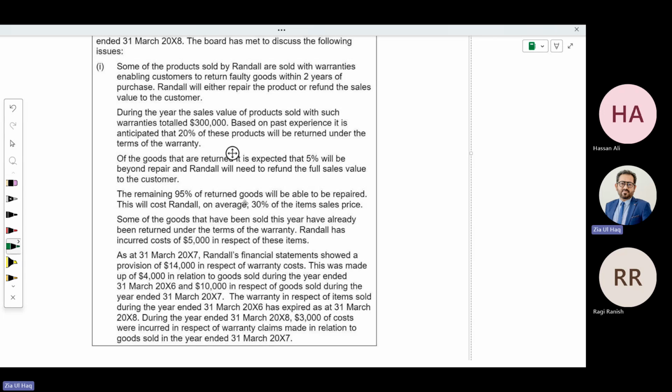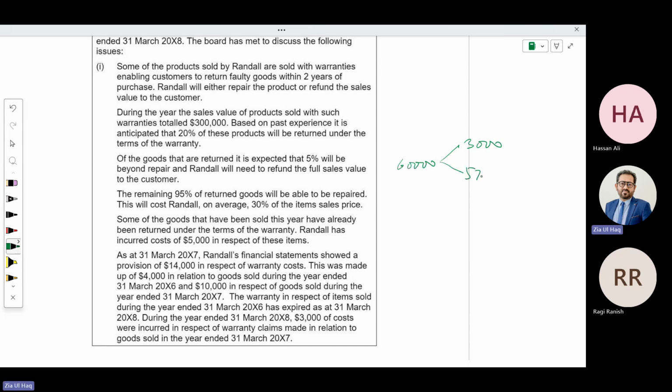The remaining 95% of returned goods will be able to be repaired. This will cost Rendell on average 30% of the item's sales price. For the remaining 95%, you need to make a repair, and the repairing cost is 30% of the item's sales price. This means out of 60,000, 3,000 provision should be created.